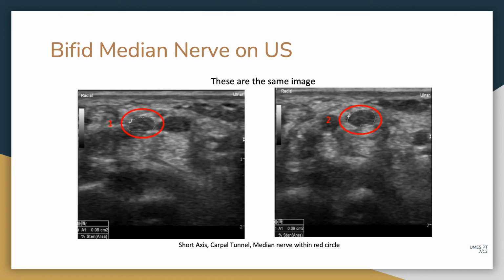And then here is an ultrasound image of a high bifurcation median nerve. So we could see that to the left, there is one nerve circled, and that is a median nerve. And then to the right, there's another nerve circled right next to that nerve, and that is also the median nerve. So again, in this case, there are actually two median nerves passing under the carpal tunnel.